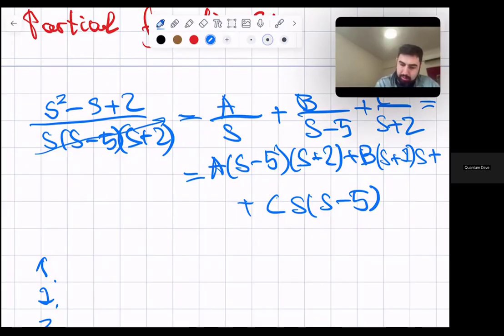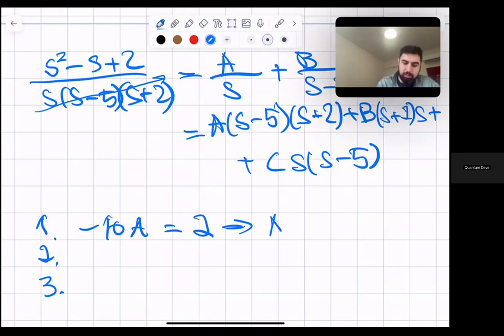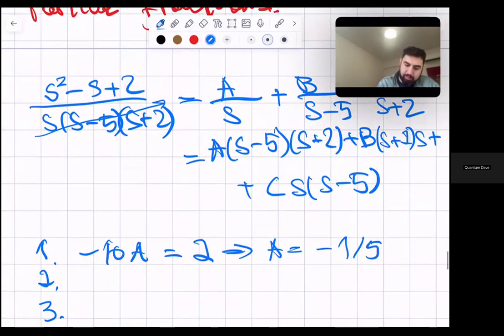When s equals 0, we know that this will go to 0 and this will go to 0. Then we will have 2 times minus 5, so minus 10A on the left side. Minus 10A equals, now here I put s equals 0, and I'm left with just 2. Now this shows that A equals minus 1 over 5. Fair enough.